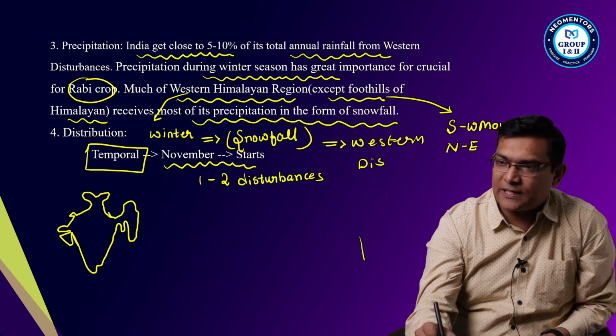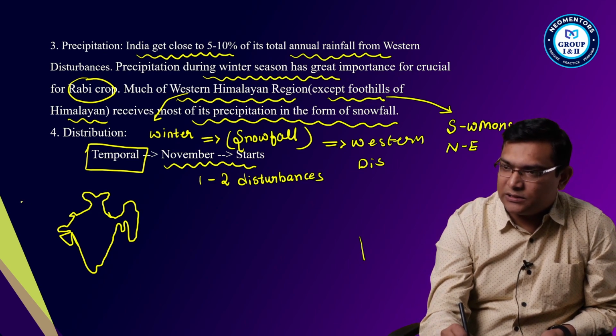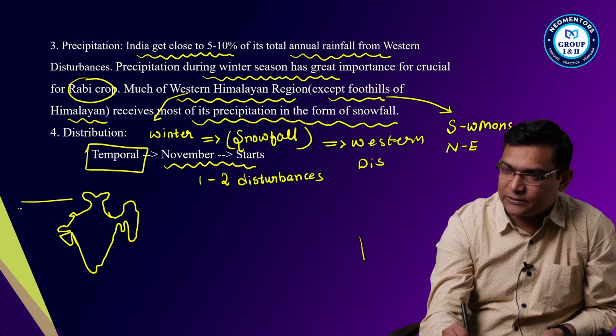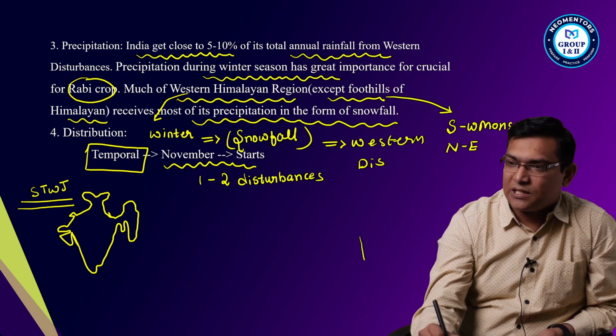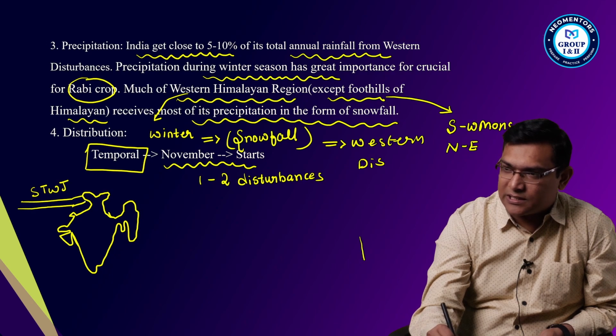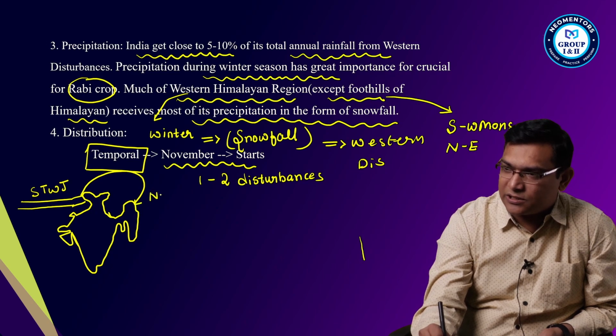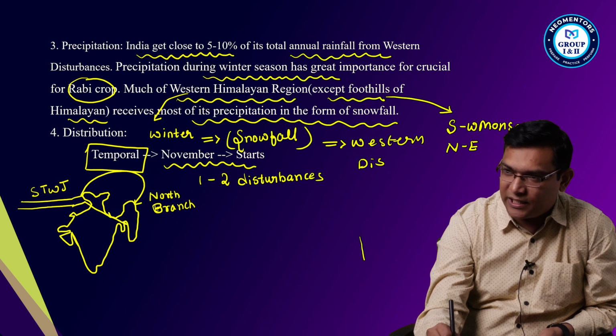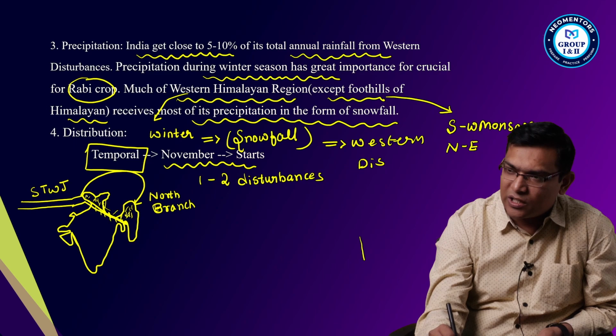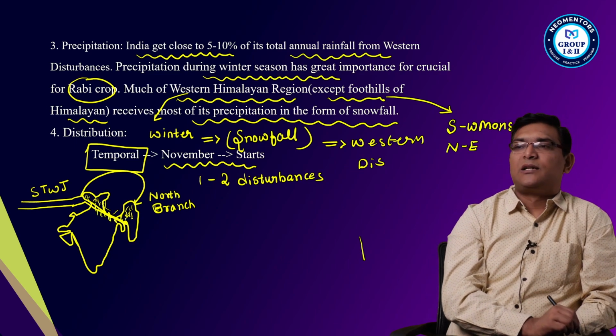So what will happen? Generally the subtropical westerly jet streams drag and collide with the Himalayas. The northern part will go and reach the northern branch, this is called the north branch of subtropical westerly jets, and the southern branch will move towards India. Because of this only there will be precipitation in India across all the northern part of India. Even the northeastern part of India also receives precipitation here. Clear? So that is the meaning here.